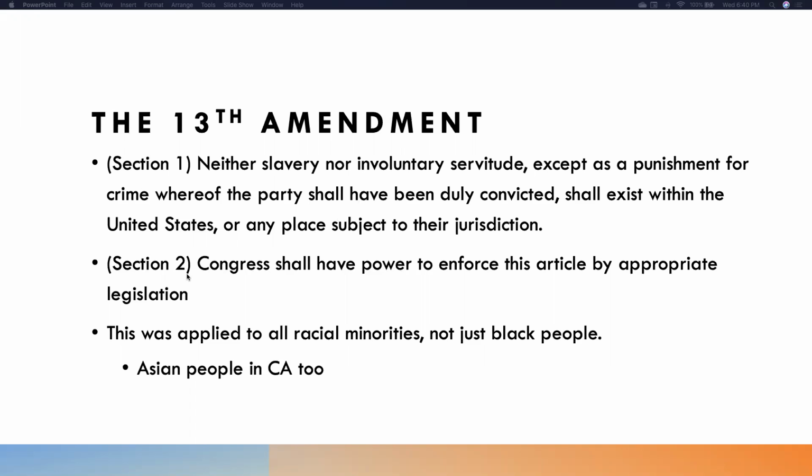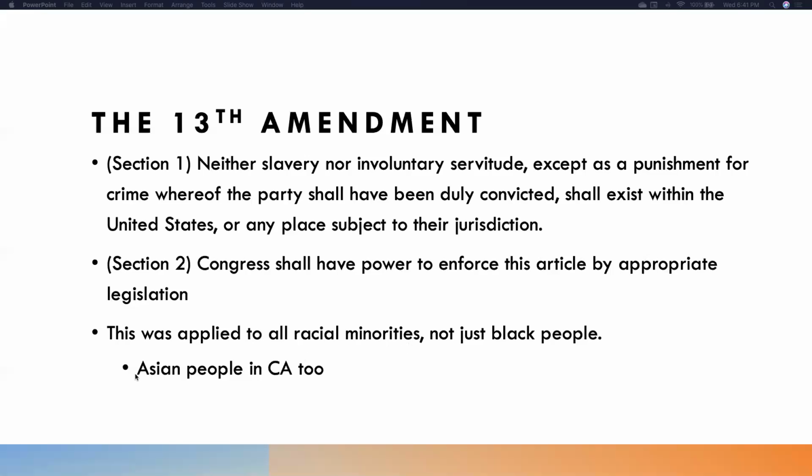While this is aimed largely at ending slavery and allowing African Americans to become citizens, it is applied to all racial minorities, not just Black people. Okay, so for this part, you can write, under 13th Amendment, applies to all racial minorities.